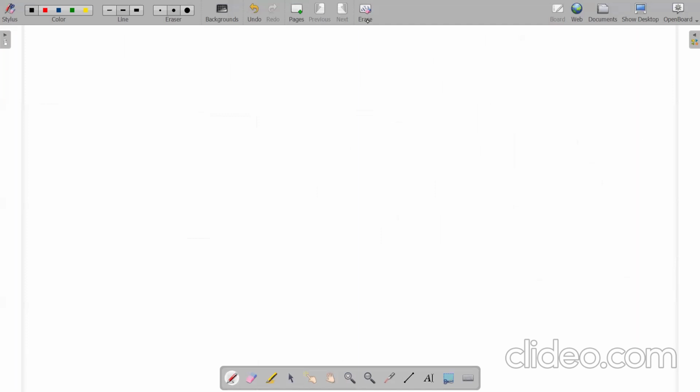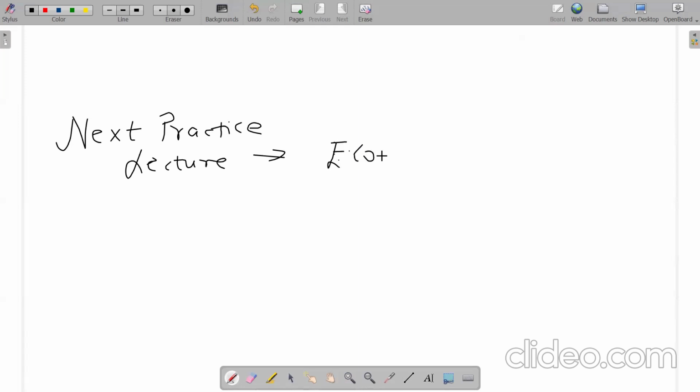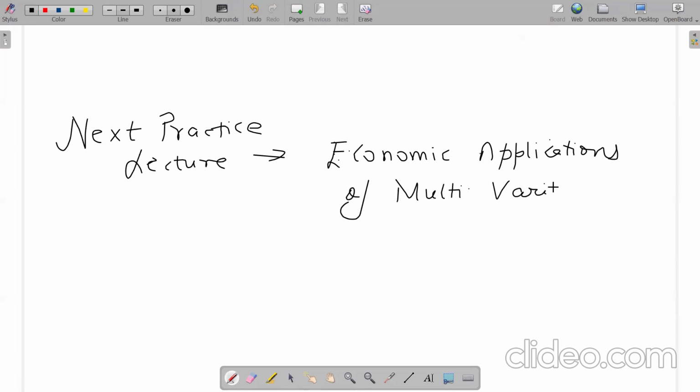Okay, now in the next practice lecture based on multivariable optimization, I am going to look at some economic applications of multivariable optimization. The next practice lecture is going to be very important, students. We are going to look at economic applications of multivariable optimization in the next practice lecture.